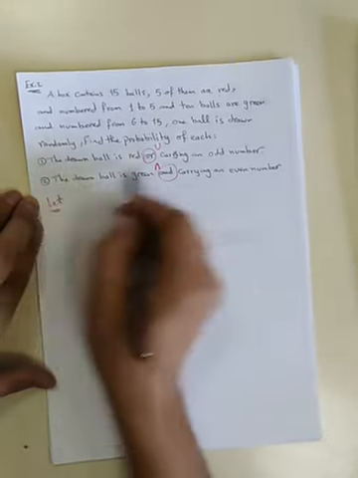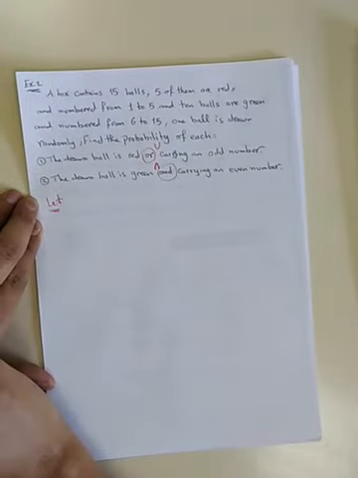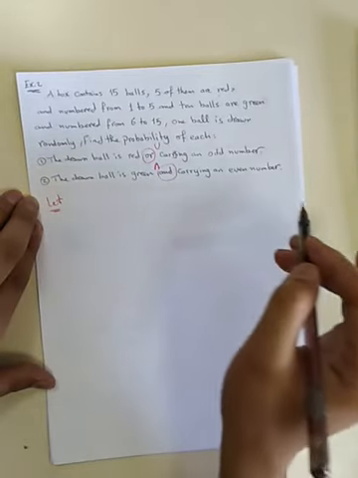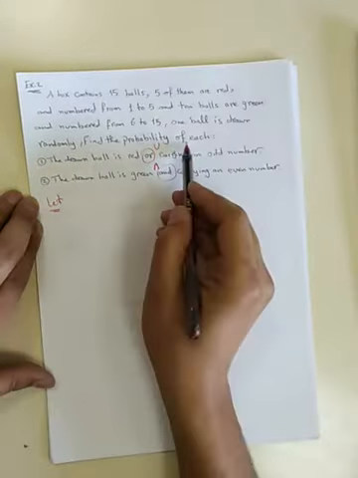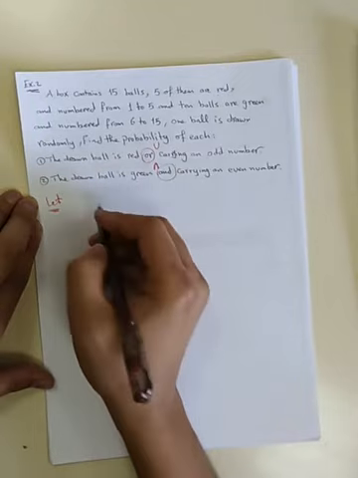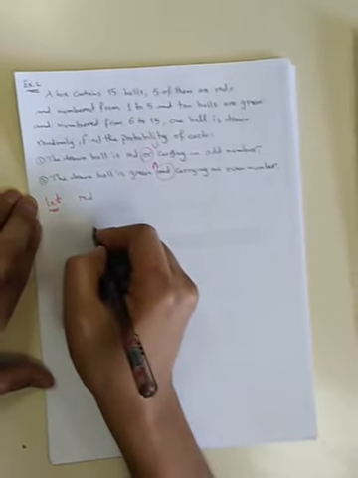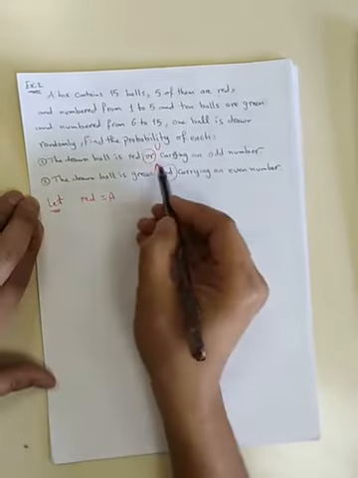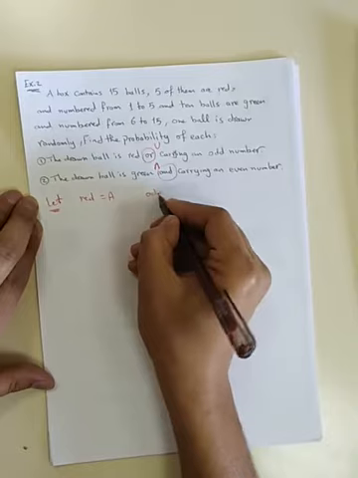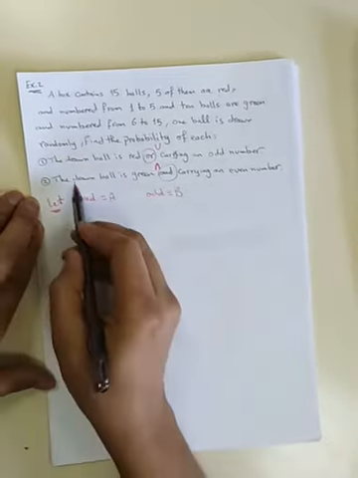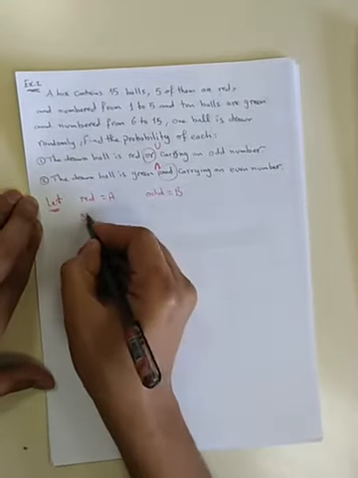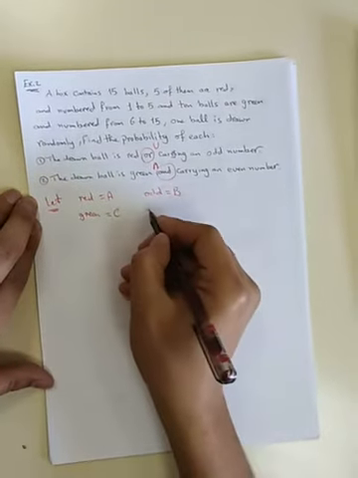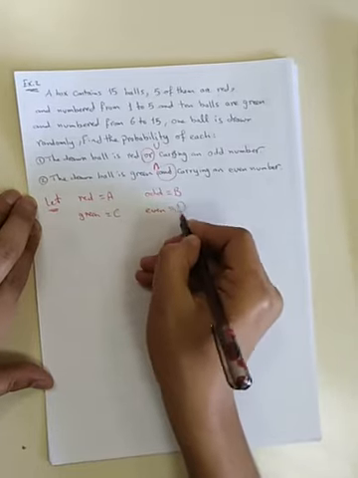To get these probabilities, let's denote the events by A, B, C, and so on. The drawn ball is red: let the event red equal A. Carrying an odd number: let the odd numbers equal B. The drawn ball is green is letter C. And carrying an even number, even, equals D.